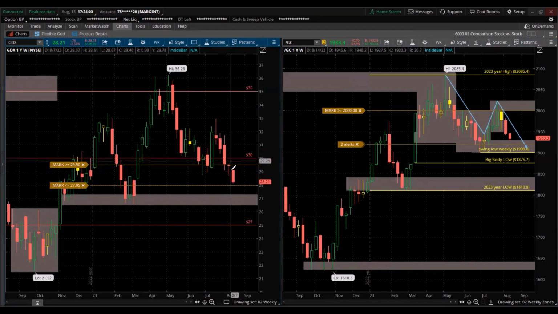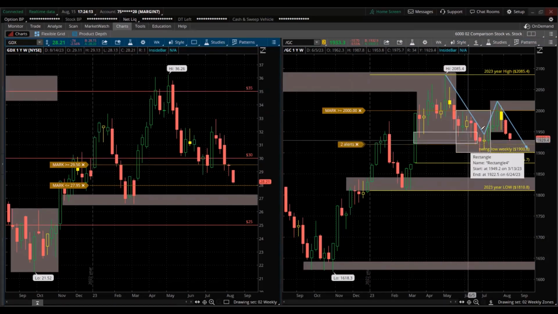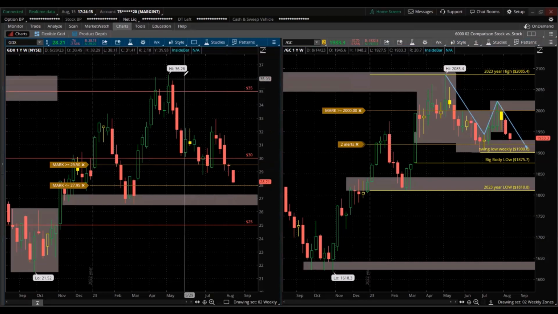same thing. Lower highs, lower lows. The trend is down. And this is the low of the year. That's the high of the year. Not much difference, really, in the overall pattern. They have the high, the low.